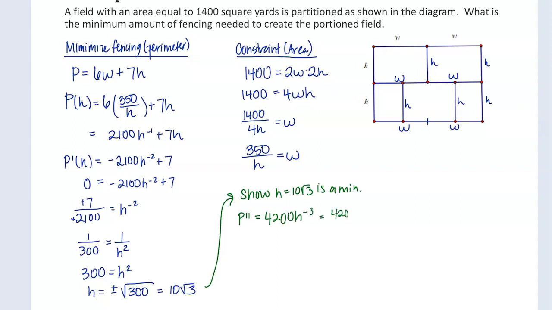And so 4200 over H cubed, well, that's always greater than 0 because height has to be positive. So 4200 divided by a positive number is always going to be positive. If the second derivative is always positive, then P is always concave up. So if I'm concave up, then any critical value is going to be a minimum, right? So we've convinced ourselves this critical value is in fact the min. And so now we're going to use that H value to find, well, what is the minimum amount of fencing needed?